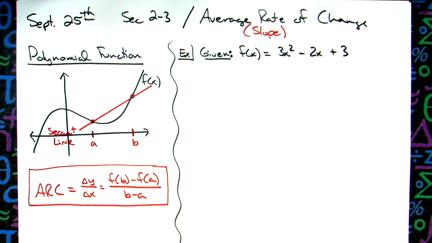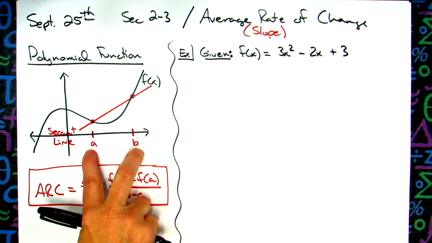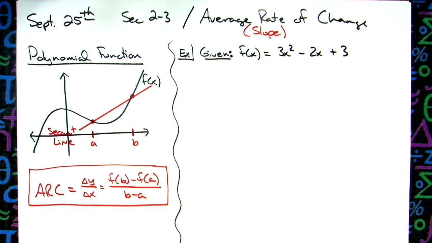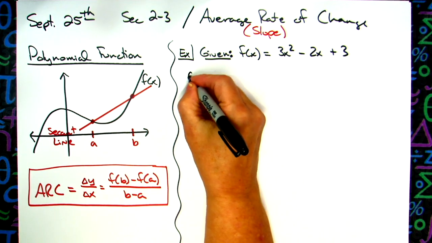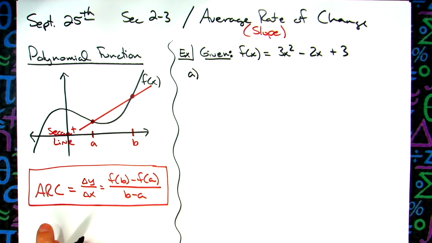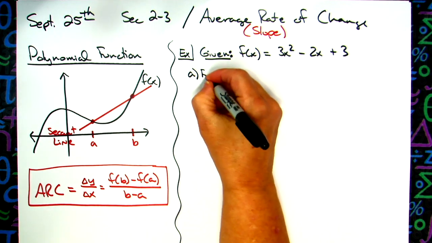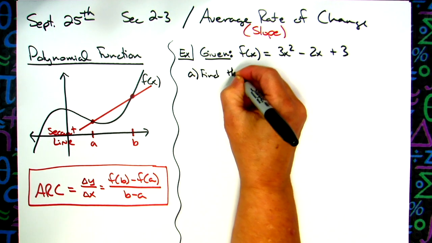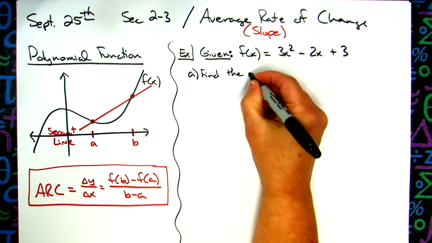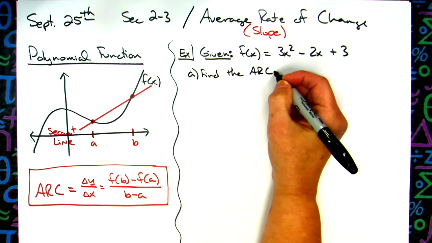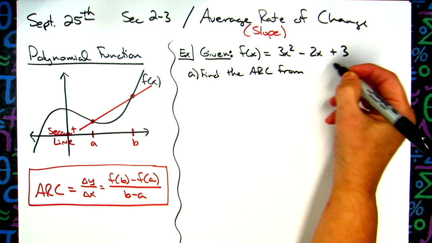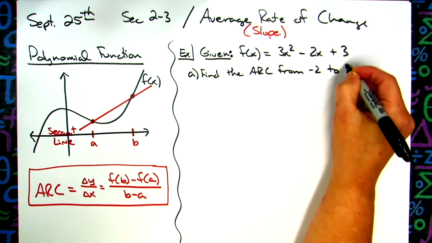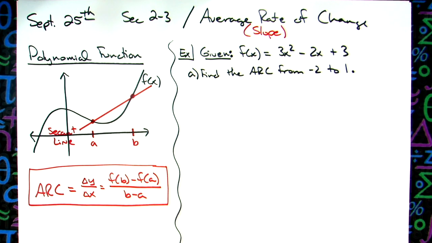Now, they can give you the interval in interval notation, or they can give you the interval in a sentence format. So I want you to be used to both of those. So for part A, they might say, find the, and I'm going to abbreviate ARC, average rate of change. And they might just say from -2 to 1. So that's what it would look like if they were just going to do it in words.